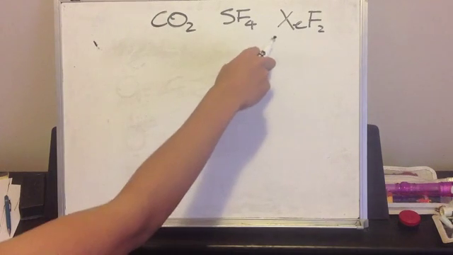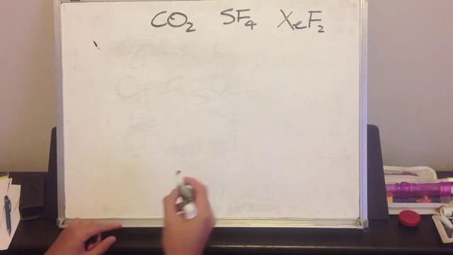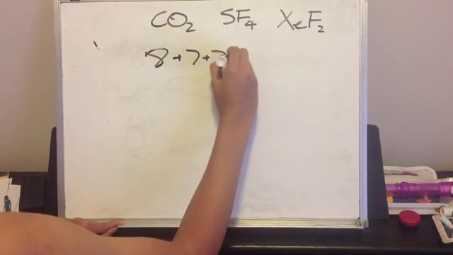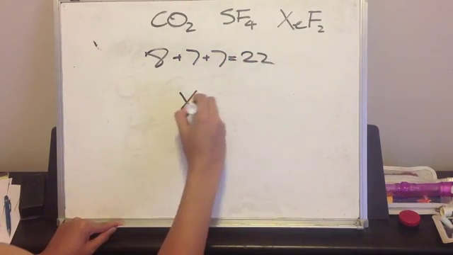The last one we'll do is xenon difluoride. So count the number of valence electrons. 8 plus 7 plus 7 is equal to 22. So we draw our central atom.